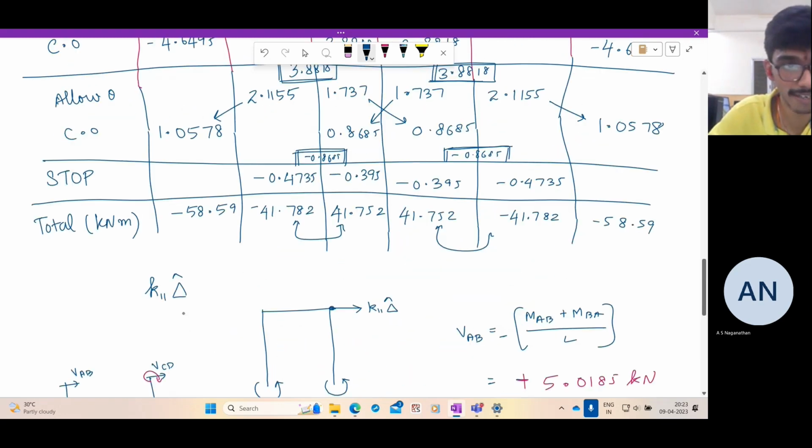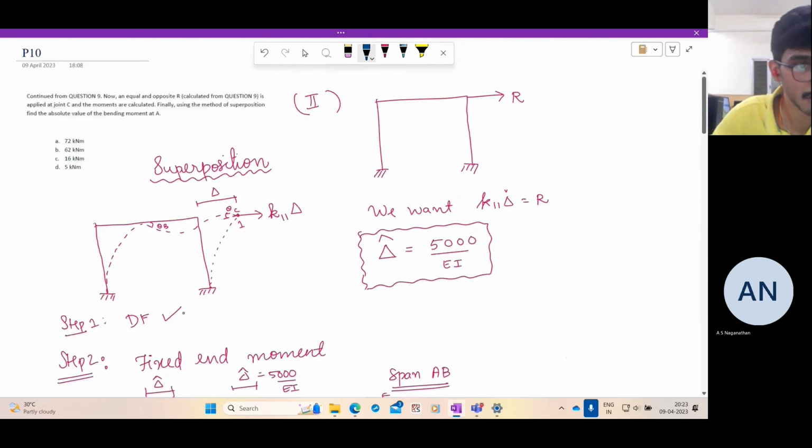If you see which option it is, option B, 62 kilonewton meter. They're only asking for the absolute values.